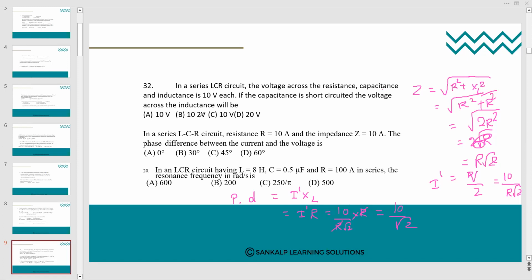Options: option A is 10 volt, option B is 10 into root 2, option C is 10 divided by root 2, and option D is 20 volt. Therefore, option C is the correct answer here. So copy down what we have done. As it is short circuited, the value of XL is equal to R. Just take XL equal to R, simplify, Z is equal to R root 2. Then after that, what you are going to do? I dash is equal to.